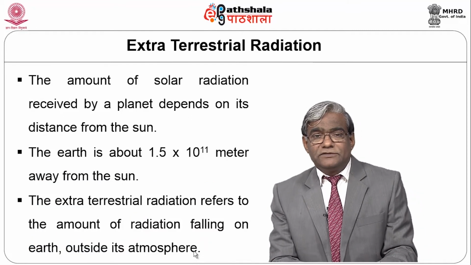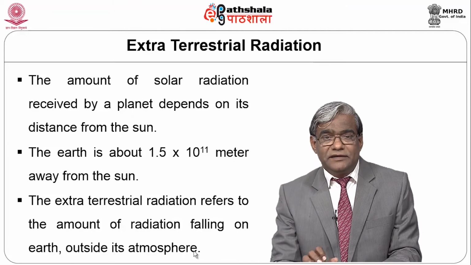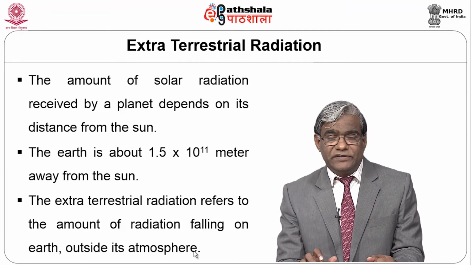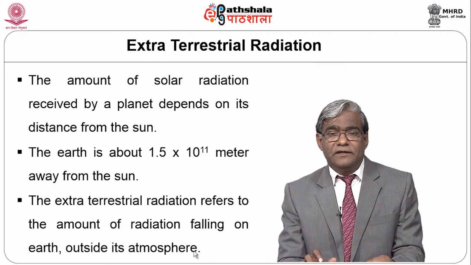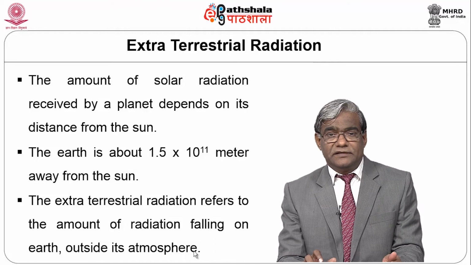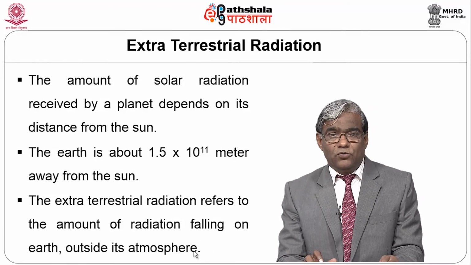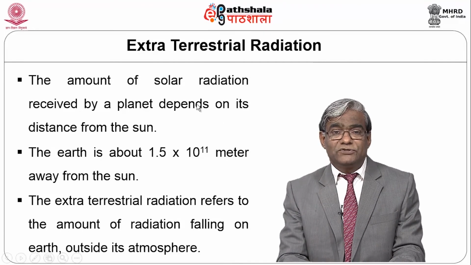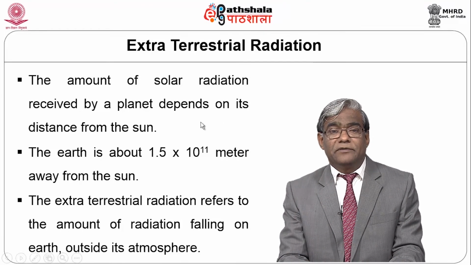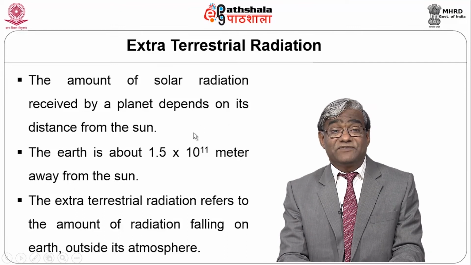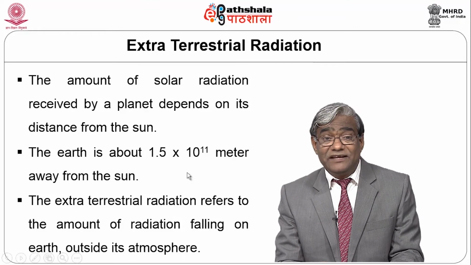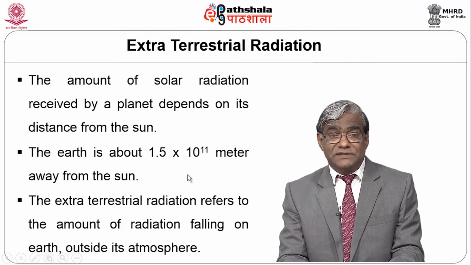And now we are going to see about extraterrestrial radiation. We have seen the specification of the sun and what the radiations in the sun are. So now we are going to concentrate on extraterrestrial radiation. The amount of solar radiation received by a planet depends on its distance from the sun, and the earth is about 1.5 × 10^11 meters away from the sun.